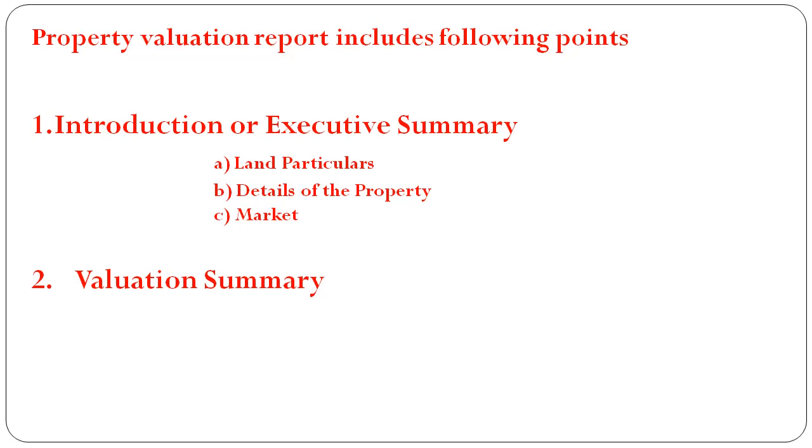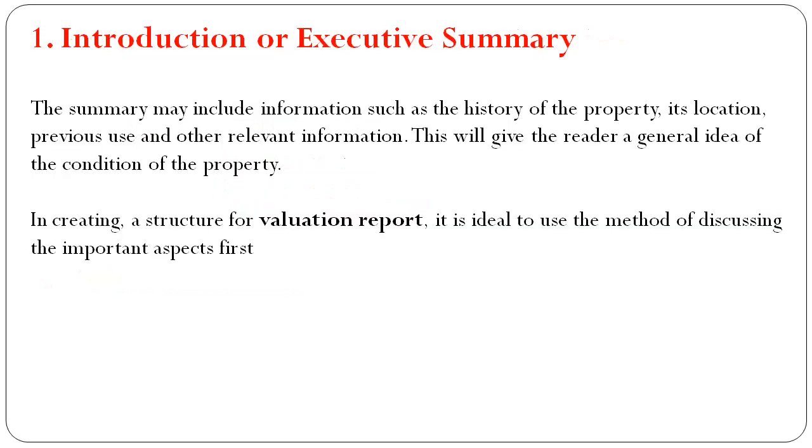1. Introduction or executive summary. A. Land particulars. B. Details of the property. C. Market. 2. Valuation summary. 1. Introduction or executive summary. The summary may include information such as the history of the property, its location, previous use, and other relevant information. This will give the reader a general idea of the condition of the property.